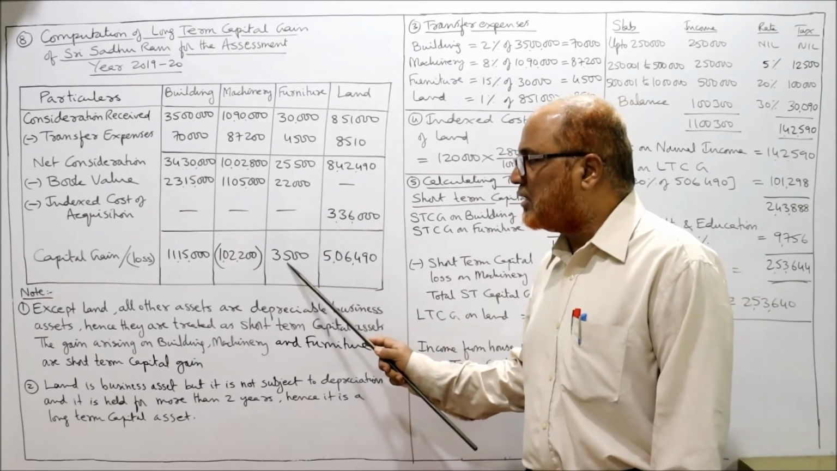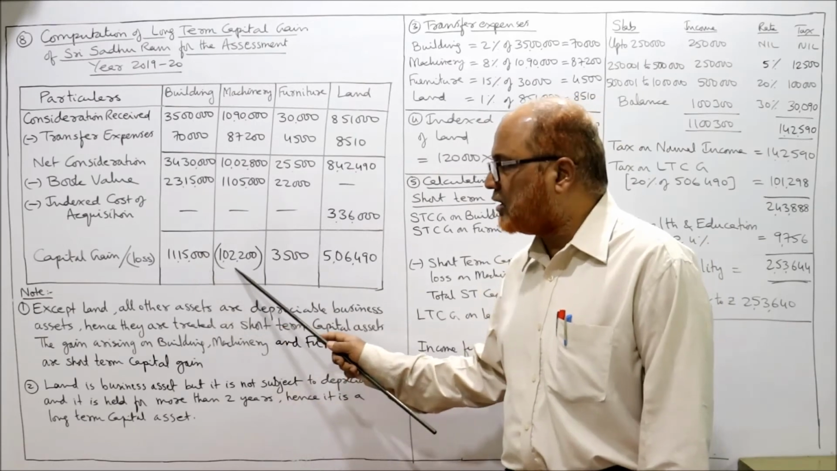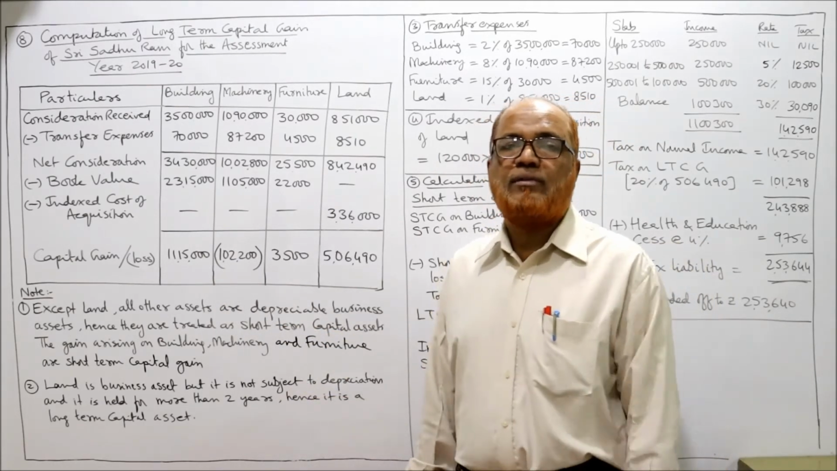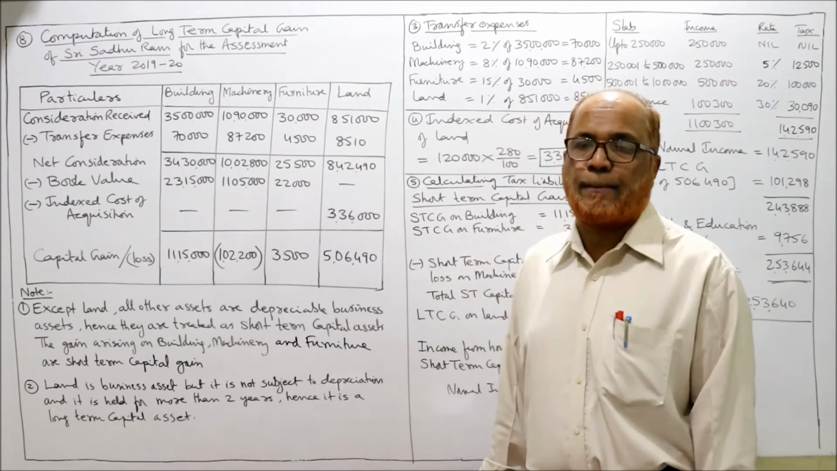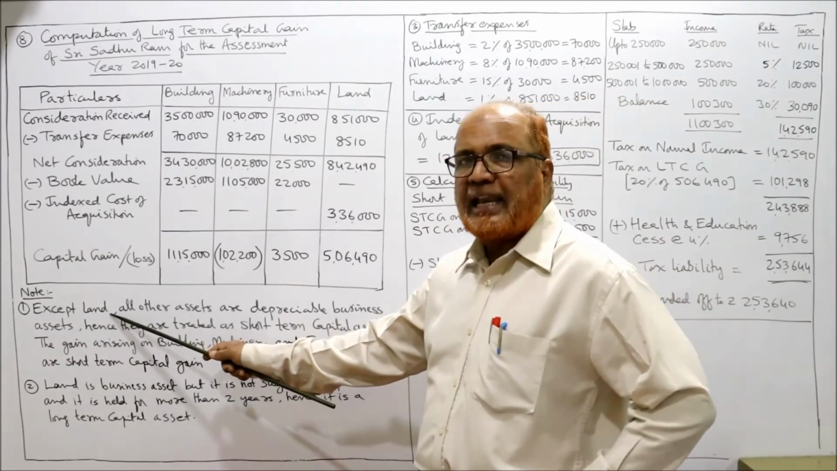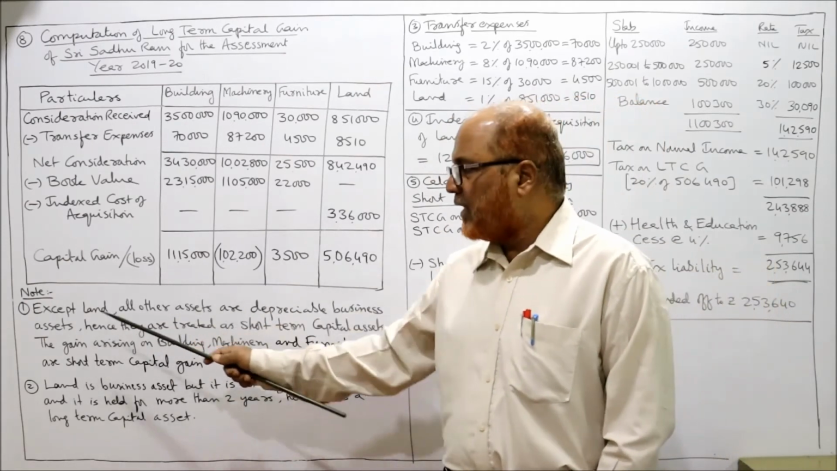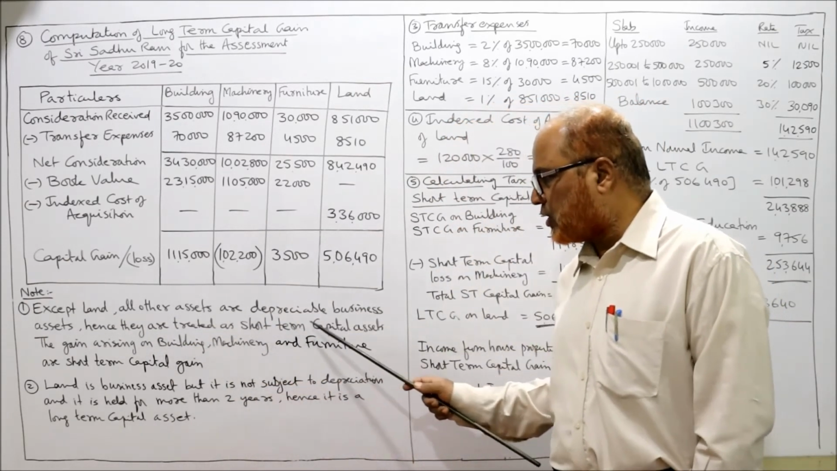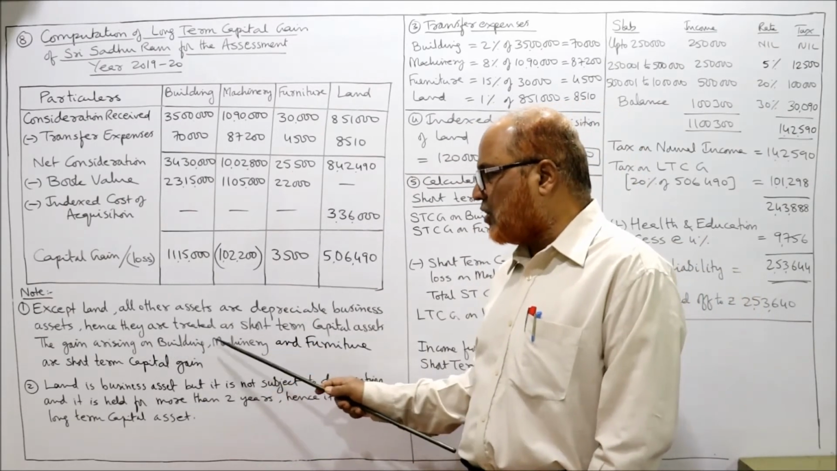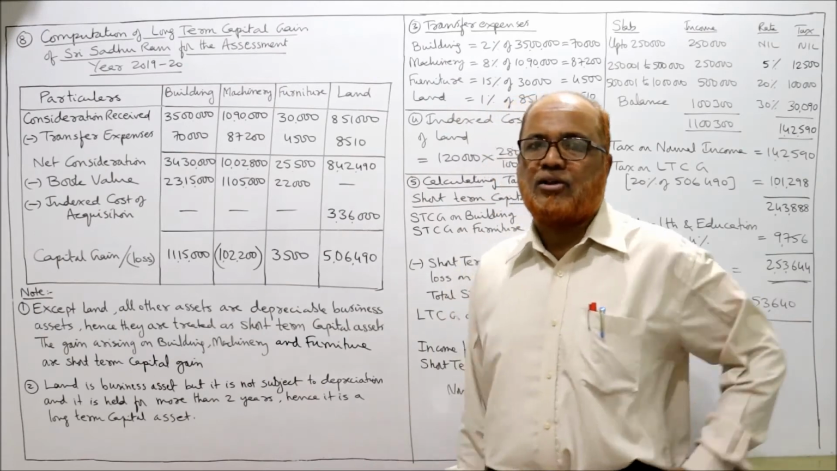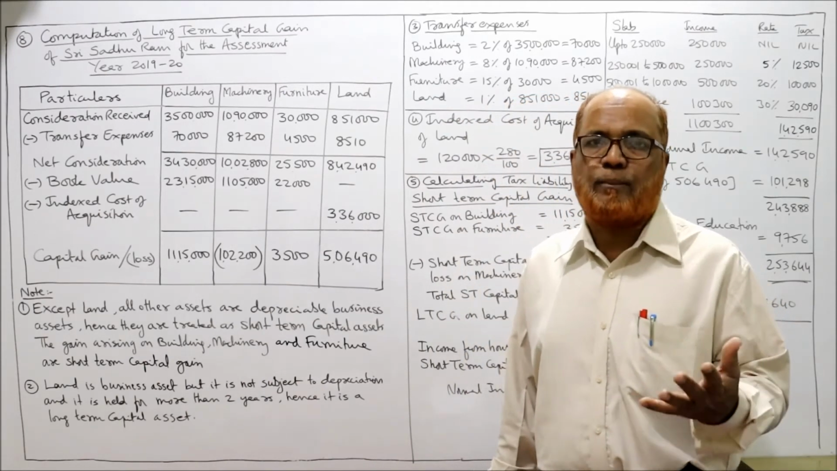This is the long-term capital gain on sale of land. And this is the short-term capital gain. And this is short-term capital loss. That's all. Now in the working note, you have to give the complete explanation. First, except land, all other assets are depreciable business assets. Hence, they are treated as short-term capital assets. The gain arising on building, machinery and furniture are short-term capital gain. Just now I have explained to you.